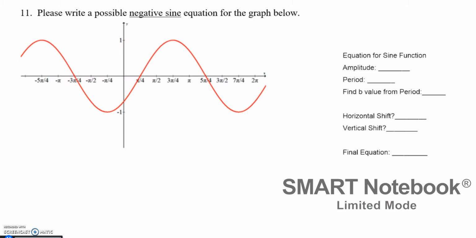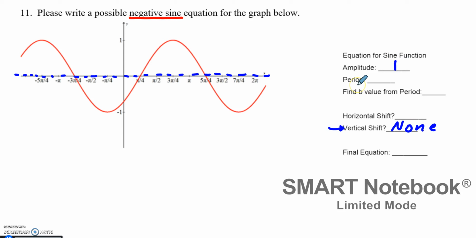Number 11, please write a possible negative sine function equation for the graph below. So negative sine starts on the midline and then goes down. If I look at this graph, I think about, is there any vertical shift first? I usually start here because if there is vertical shift, we have to draw a midline. So it looks like my amplitude right now is up 1 and down 1, which means that there is no vertical shift. So the midline is going to be my x-axis. So I'm going to write none here. My amplitude is up 1 or down 1, so my amplitude's 1.